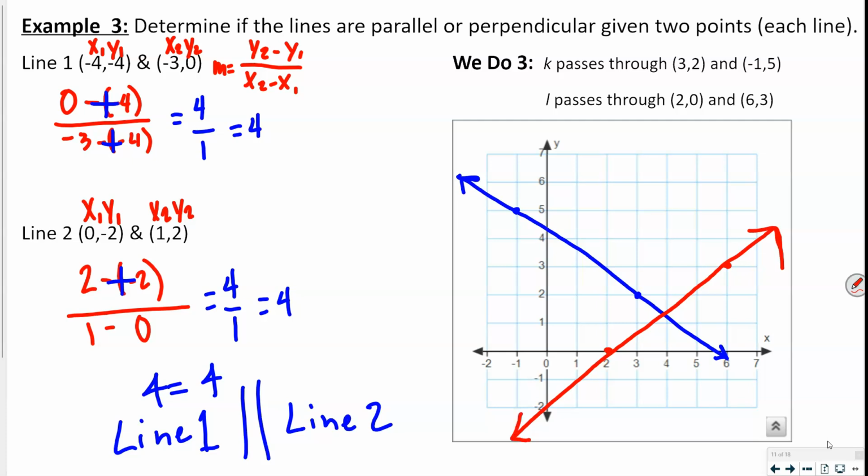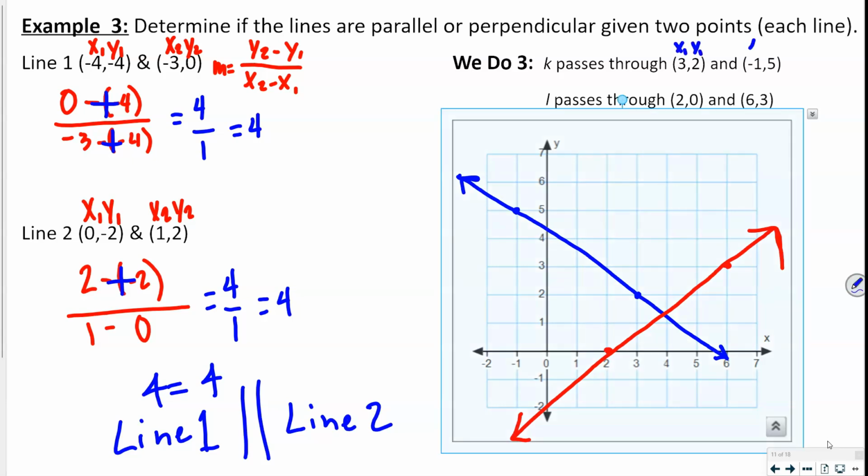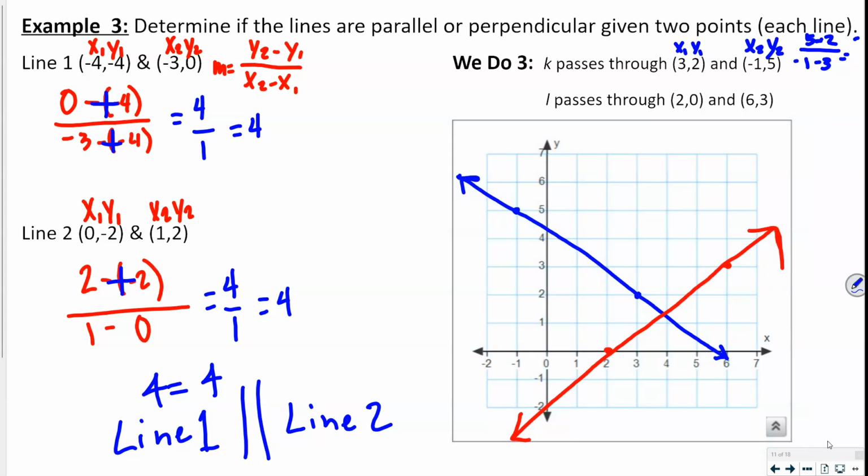Now, remember, we can find our slopes using our x1, y1, x2, y2, right? So that would be 5 minus 2 over negative 1 minus 3. 5 minus 2 would be 3, and that would be negative 4. So that'd be negative 3/4, right? So the slope of this line is negative 3/4. Let's check the slope of the other line. Again, x1, y1, x2, y2. So we're going to go 3 minus 0 over 6 minus 2. So this is going to be 3/4.